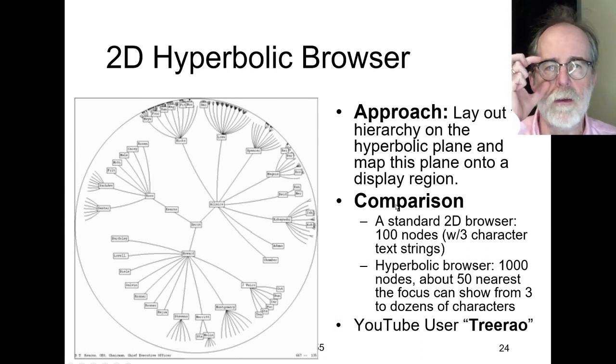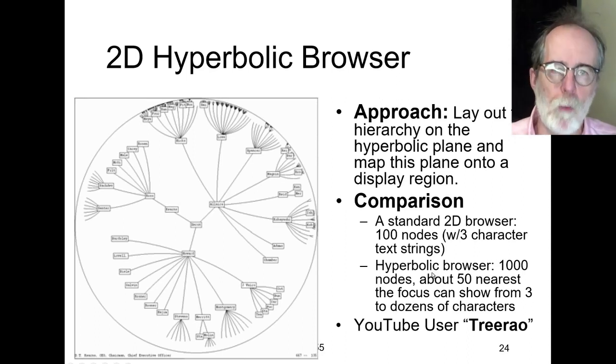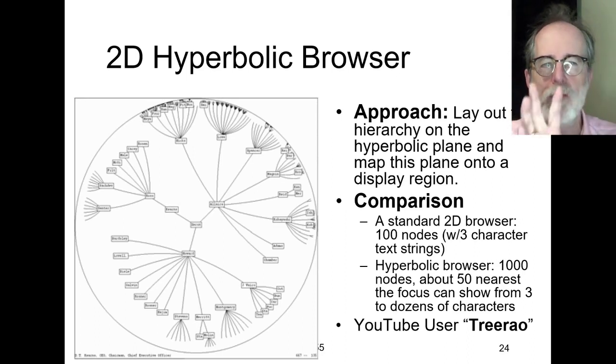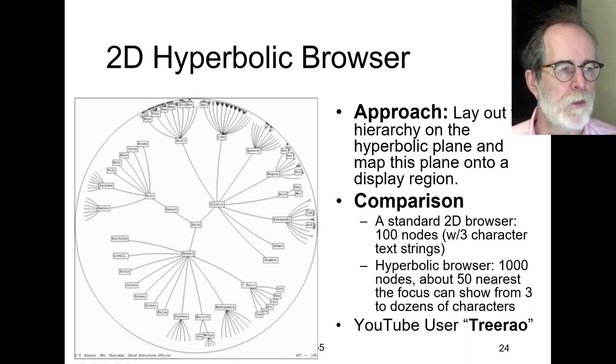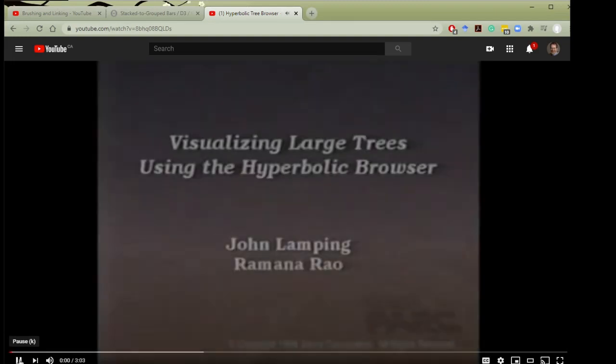And they had done a comparison with this to a standard 2D browser, comparing 100 nodes with 3 character strings, and they made a claim that they can show a lot more structure in this thing because the nodes are smaller and they're doing this spatial distortion. So we're going to show a demo of that in a second. Okay, so here's the video. It's also a YouTube video, but I'll play it now.